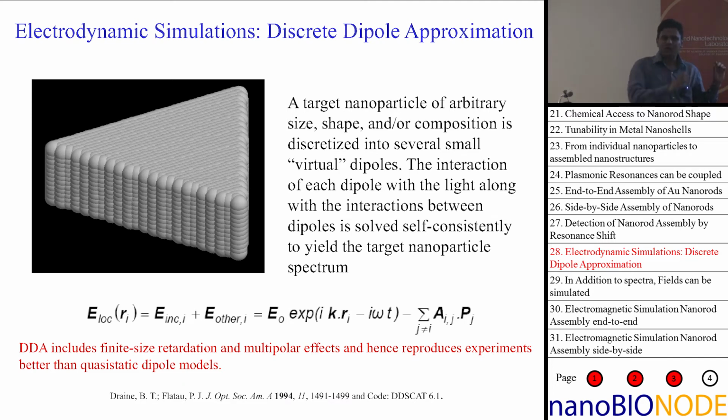And then this algorithm takes into account the interaction of each dipole with light. It solves Maxwell's equations for the interaction of each dipole with light, and also takes into account inter-dipole interactions. And it solves that self-consistently. You don't have to know the details, but basically what comes out of this algorithm is an absorption and a scattering spectrum for the structure you plug in and for the light excitation conditions that you provide. That's what the module will cover, how to use this.